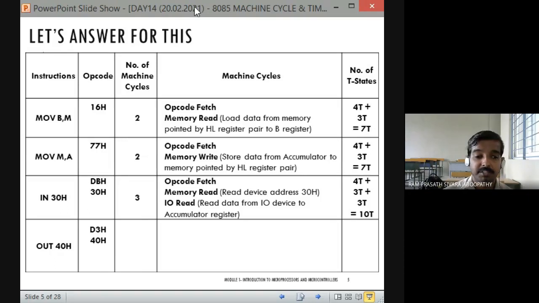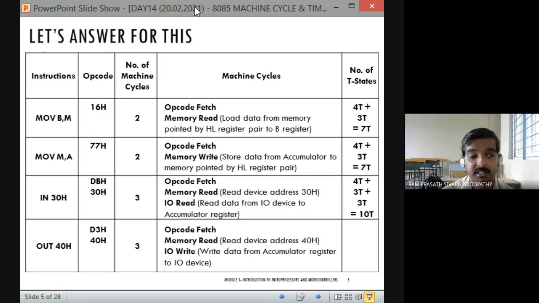What about the number of machine cycles? Yes, 3 machine cycles. What are the 3 machine cycles? Obviously, the very first one is opcode fetch. Okay, then memory read, IO write. Very good. Thank you. Opcode fetch, memory read, and IO write. So it takes 10 T states. Okay. The next 2 questions I am going to ask are challenging ones. Really challenging ones.